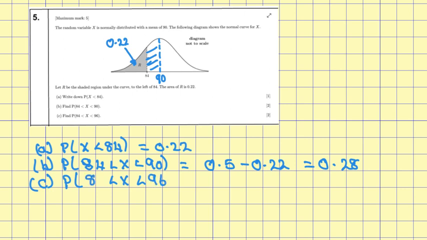Part C, we want the probability that x is between 96 and 84. Well, look at the numbers. 84 is 6 below the mean, 96 is 6 above the mean. So we want this combined area. Well, we already know that this is 0.28. And because it's symmetrical, this must also be 0.28. So the probability is 0.28 plus 0.28, which is 0.56.